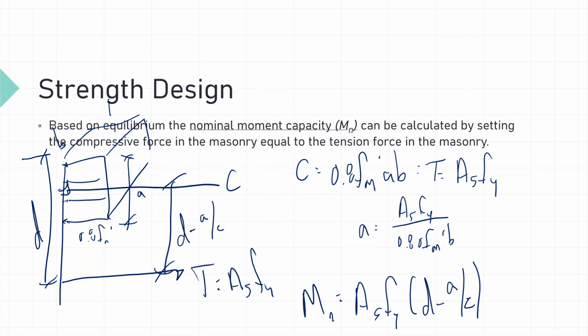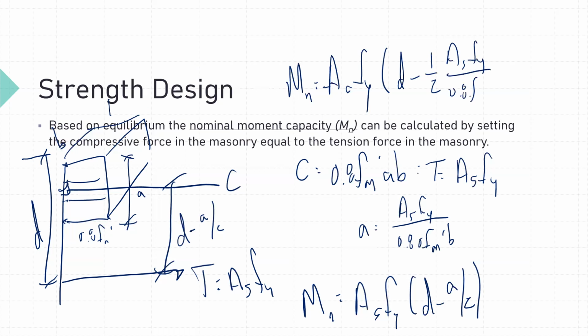If we wanted to rewrite it in terms of the A that we just solved for, we would take our nominal moment capacity equals our area of steel times F sub Y, and we multiply that by D minus, and if we pull the 1/2 out to the front, and then we just have A here. So A_s F_y over 0.8 f'm times b. And so that would be our nominal moment capacity in terms of our area of steel, our yield stress, our effective depth, f'm and b. So pretty easy, pretty direct for us to solve for our nominal moment capacity if we know the dimensions of our masonry beam and we know our reinforcement.